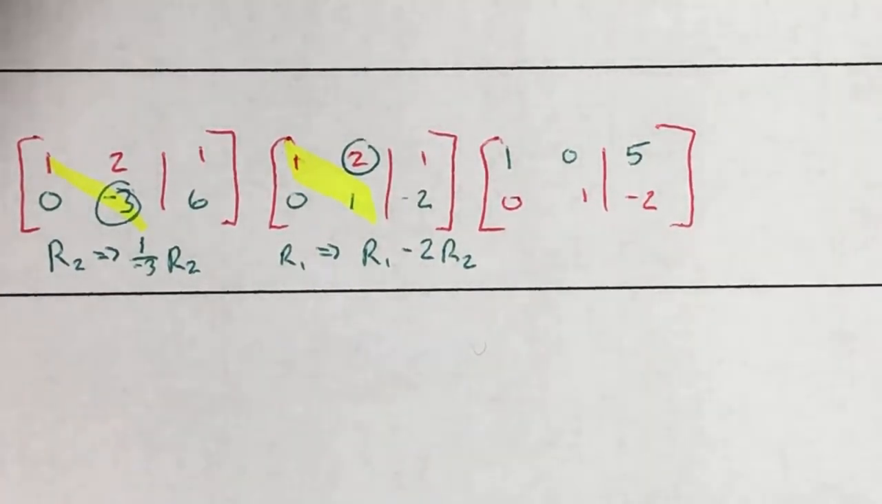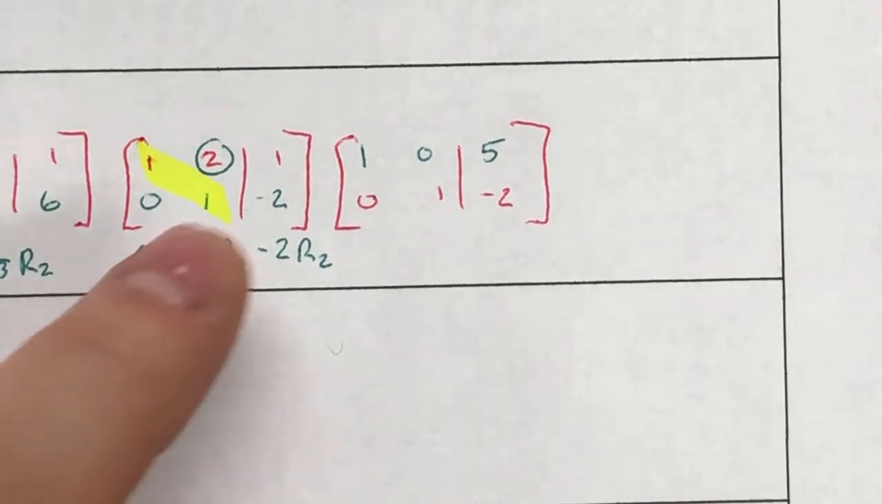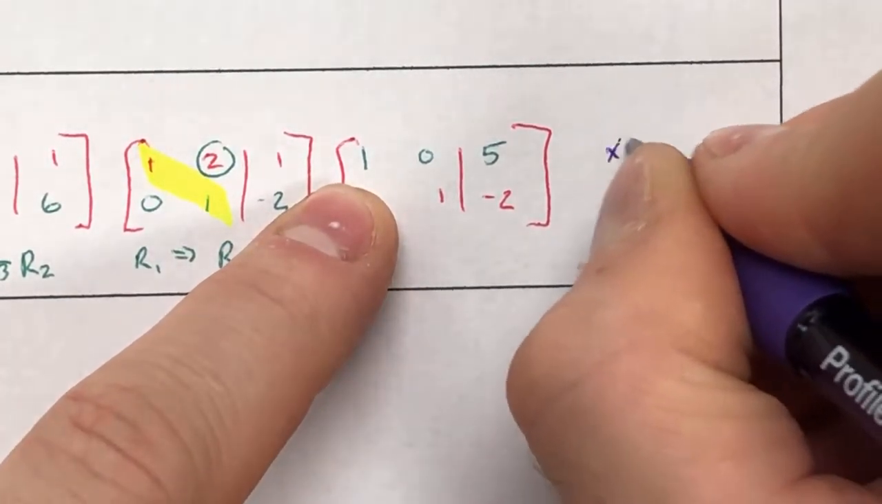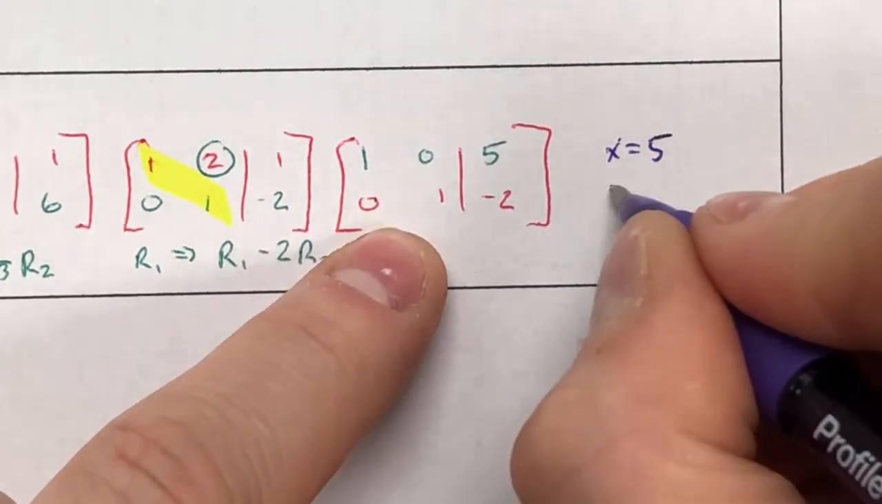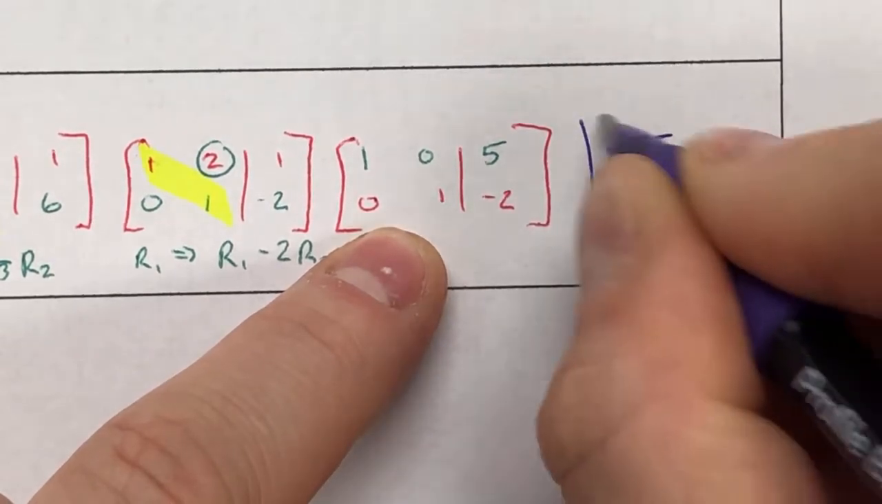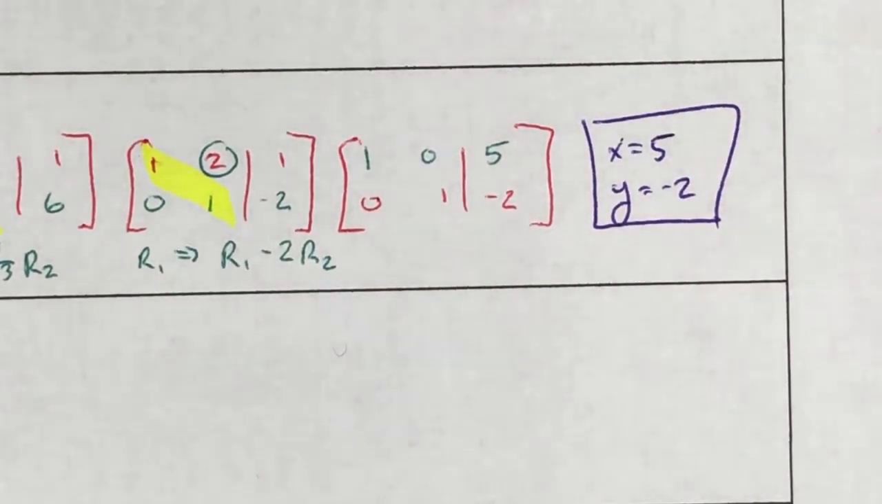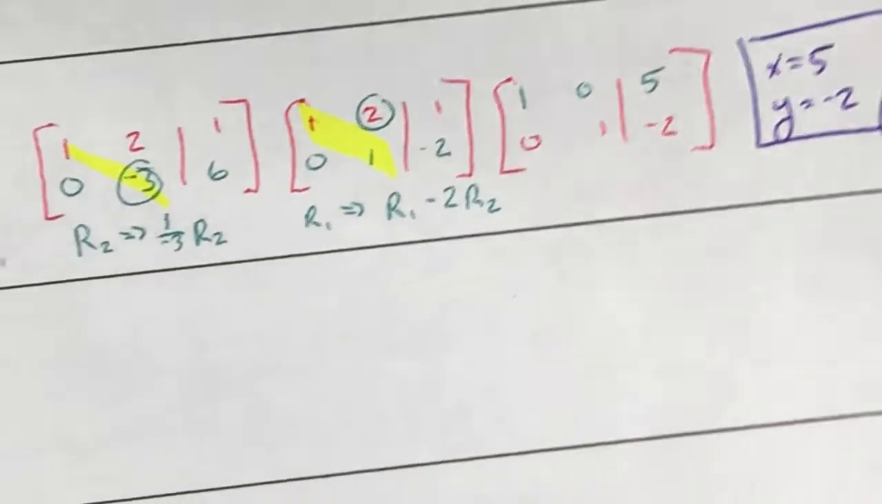Boom. And at this stage, we've got our answer. We know that my x column, which came first, is 5, and my y column, which came second, is -2. So we solved the system. That's the point where these two lines cross, using Gaussian elimination.